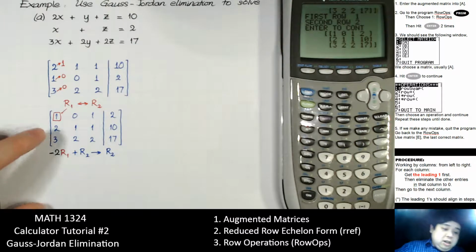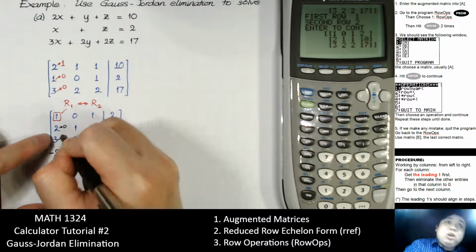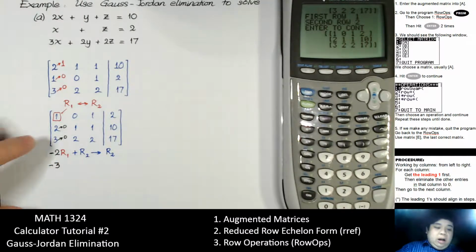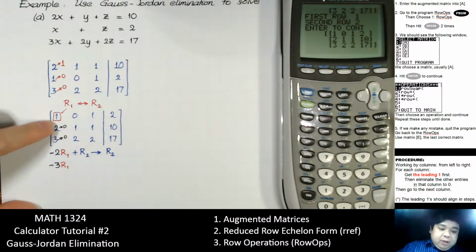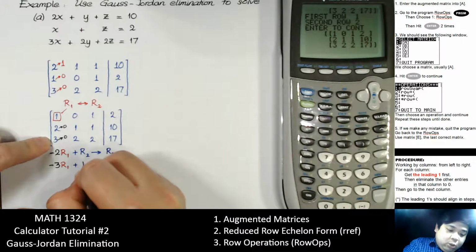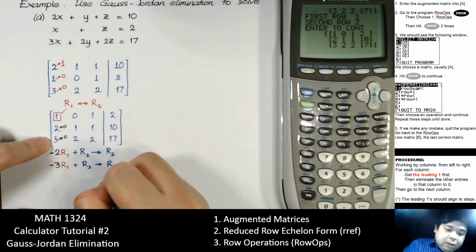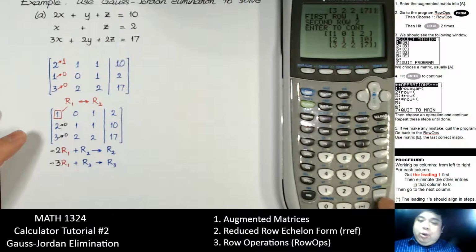After that, this will go to 0, and then this will go to 0 using the opposite to that, -3. Multiply to the row that has the 1, row 1, and we'll eliminate the 3 in row 3. Yeah, we can do 2 of them at once. So hit enter to continue.